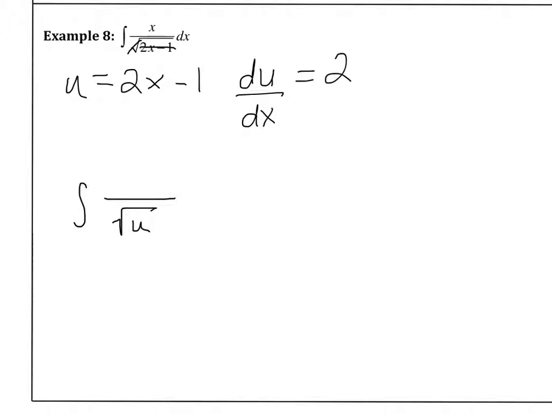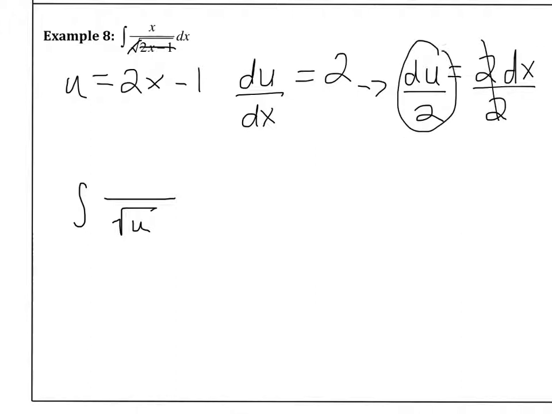I don't have anything for x, but I could probably get something for dx really easily. If du is 2 times dx, then dx must be du over 2. Just divide both sides by 2. Bam, bam. That's what I want. That is exactly equal to dx. So by writing du over 2, I take care of du. Now we just got to go get the x.